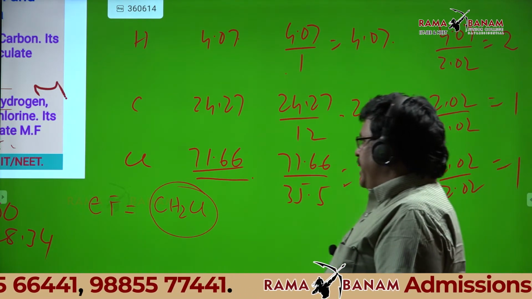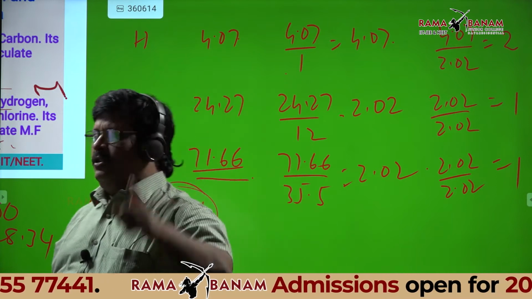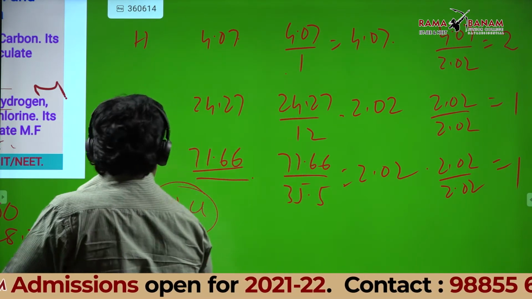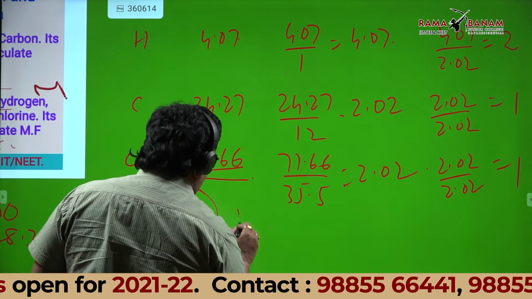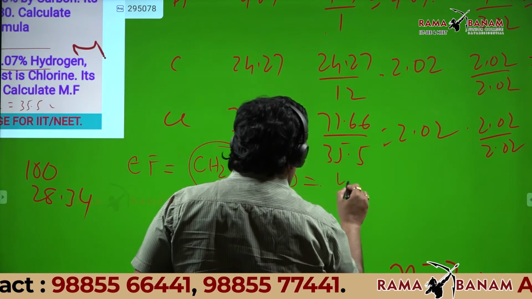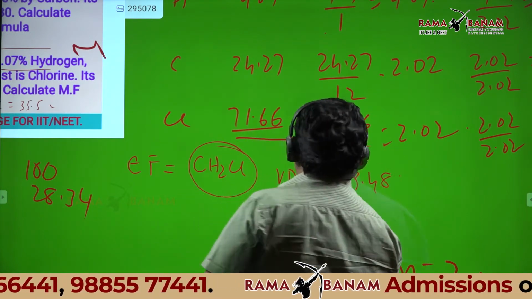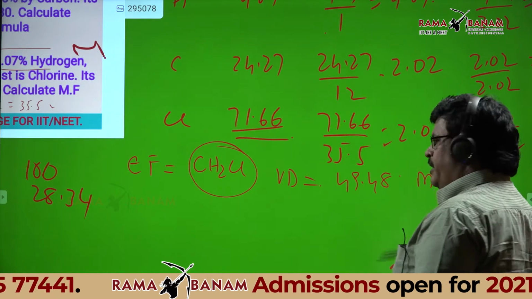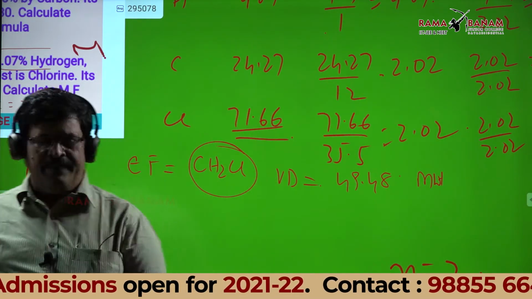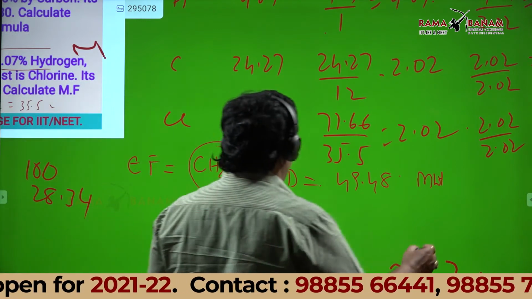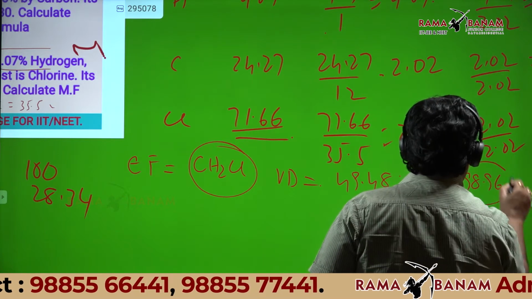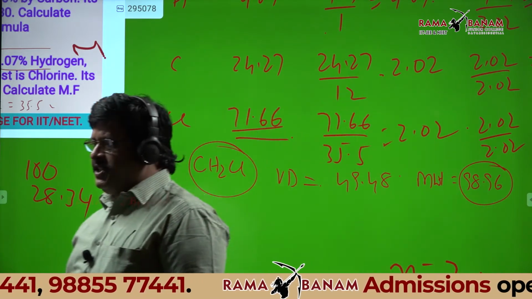And I have given the vapor density of the molecule. Can anyone tell what is the vapor density given in the problem? 49.48 is given. Then can anyone tell the molecular weight? Molecular weight is 2 into vapor density. Tell that value. 98.96. Is it okay?